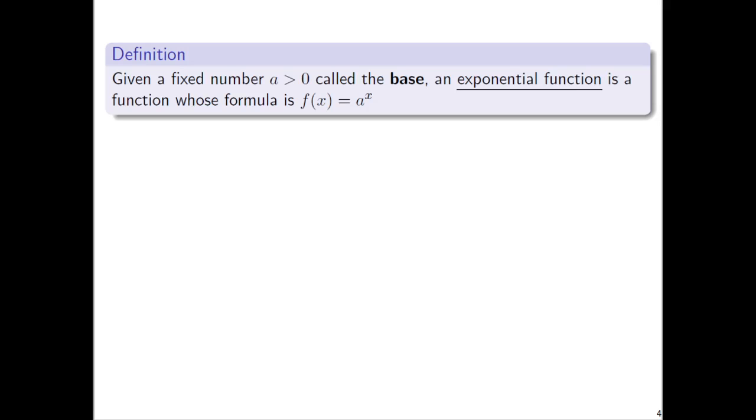Given a fixed number called a. It needs to be positive, so a greater than 0. And that number a is called the base. An exponential function is a function whose formula is of this format: f of x equals a to the x power. So for example, f of x equals 2 to the x. That's an example of an exponential function.